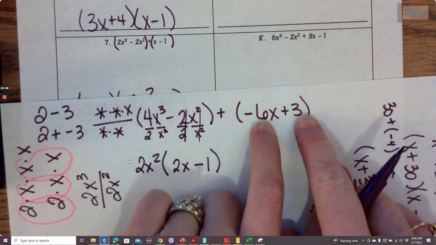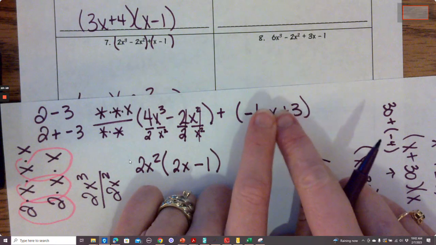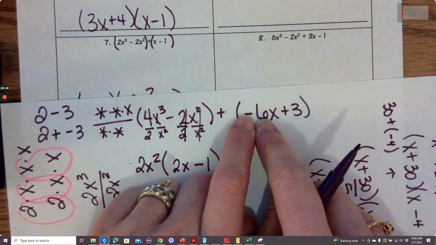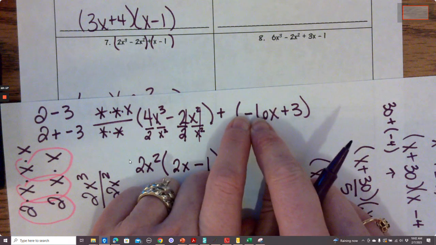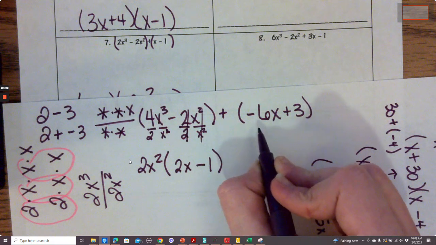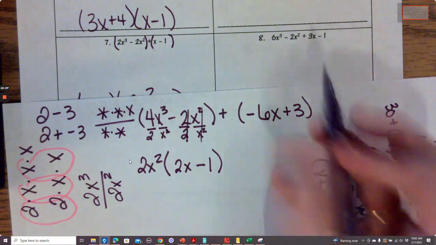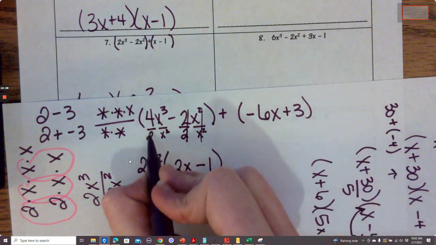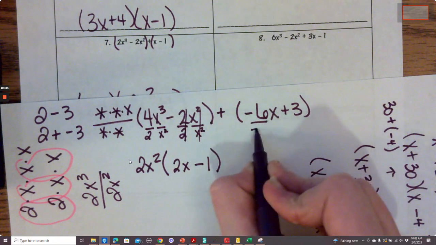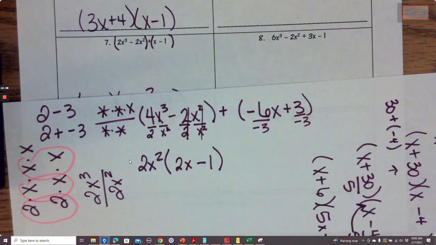6 and 3, what do those have in common? A 3, okay. Here's what I want to do though. I don't want to leave a negative here. So how would I get rid of that negative? I can switch all the signs, right? So instead of how I divided by a 2 over here, we said 3 was the common factor? I'm going to divide these by a negative 3. So I can get rid of that negative at the same time.